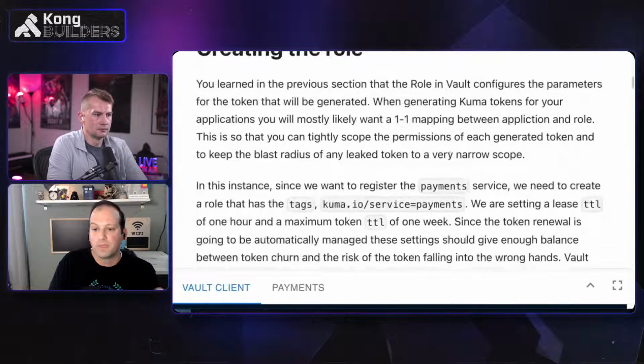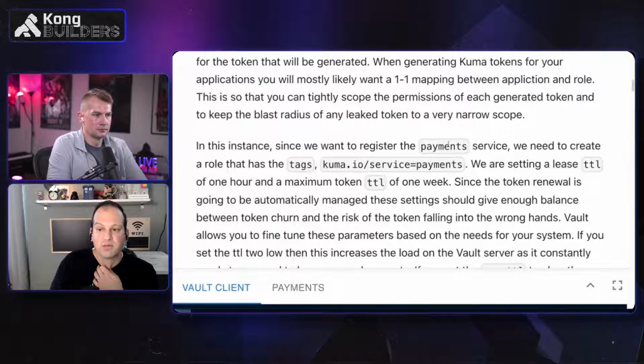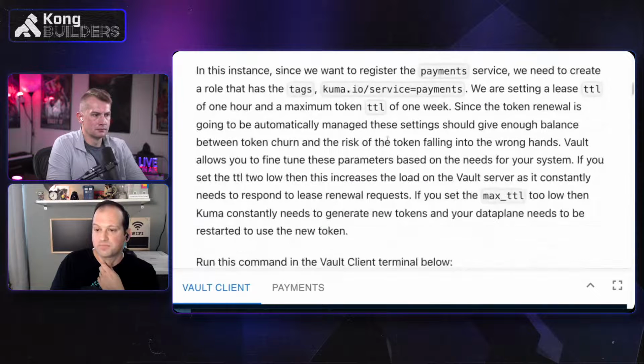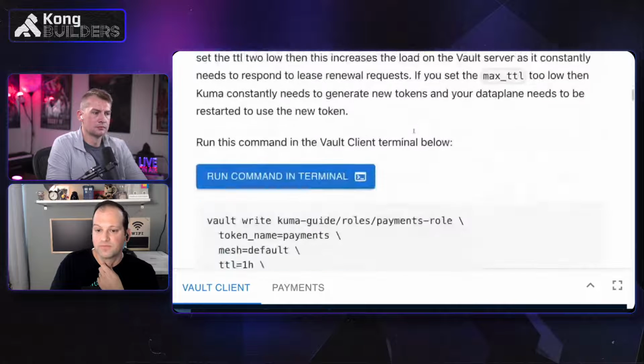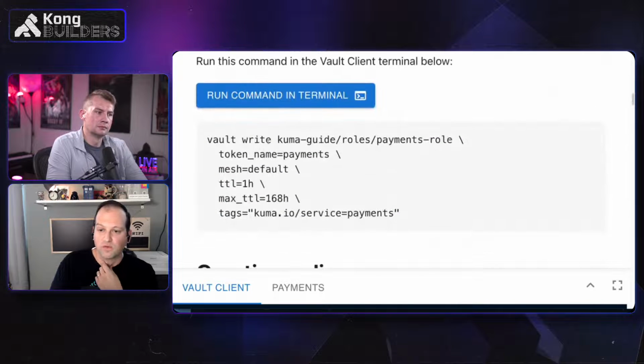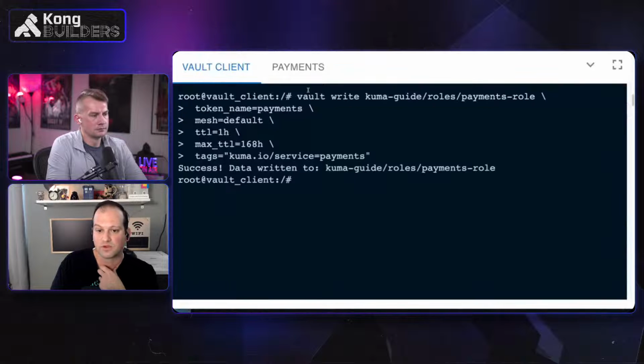So we need to create a role. Right now we're going to register a payment service. We're going to create a role with a tag, and the tag is going to say that it is a payment service. We're going to set the lease TTL to 1 hour with a maximum of a week. So this is how we would do it. We would go into Vault and write into our guide roles, payments role. The token name is payments. The mesh is the default mesh. Here is our TTL, and then we have our tags. So we go ahead and do that. Successfully written. Now we have our roles.